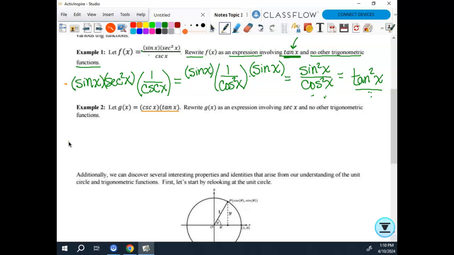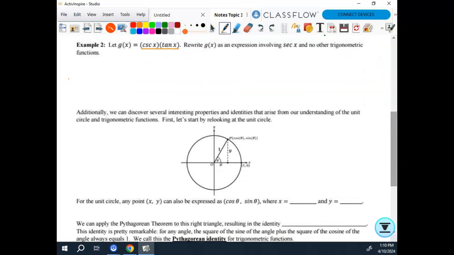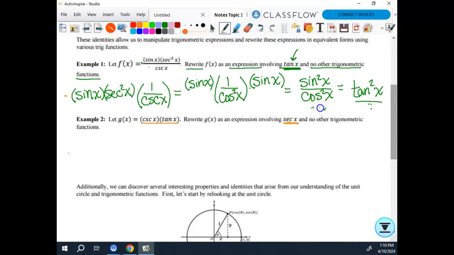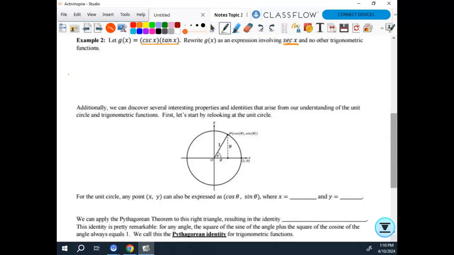All right, so now I'm going to rewrite this one. Cosecant times tangent. And I'm going to rewrite it as an expression involving secant and no other trigonometric functions. So it's telling me this because I need to know where to stop. Like here, I could have stopped here, but that didn't satisfy this, so I stopped here. Then we're going to do another one a little later in these notes where we stop where it tells us to stop, but then we're also going to go a little farther so I can show you that you could make it into something else as well.